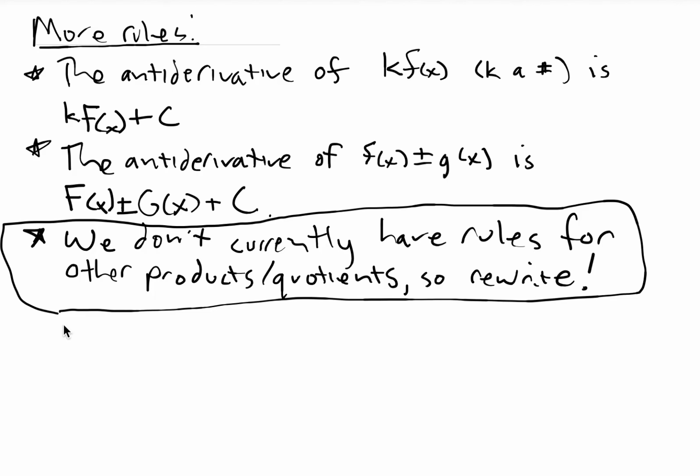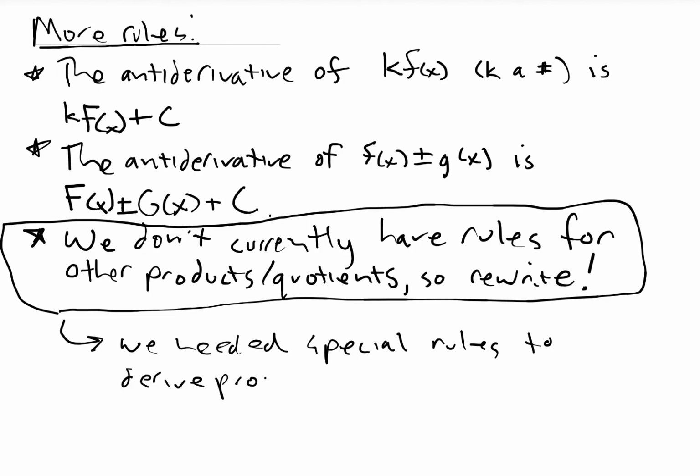So the parallel that I'm going to draw here to really beat this in for you guys: we needed special rules for those in the derivative case, right? We needed special rules to derive products, quotients, and, I didn't really write this up here, compositions are also included. So we needed special rules to derive compositions.